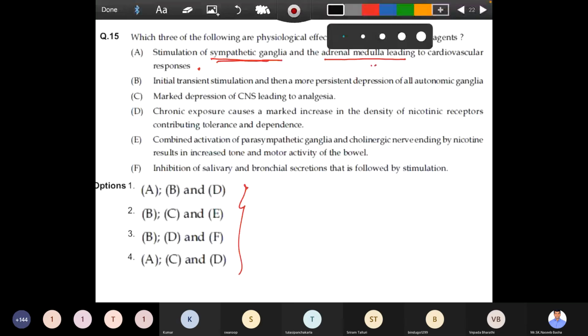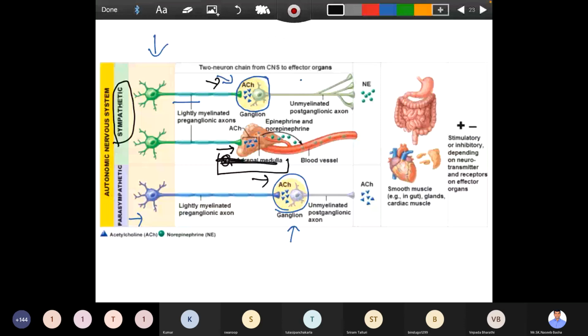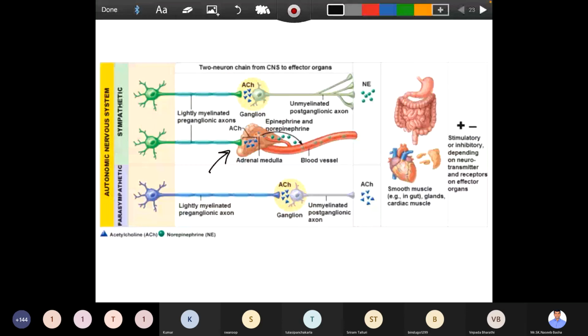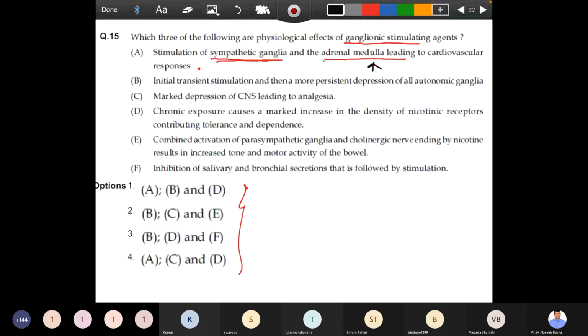Look at this. You don't have a ganglion here. So a ganglionic stimulant cannot act here because you don't see any ganglia. So the moment you see adrenal medulla, this is wrong. Ganglionic stimulants have no effect on the adrenal medulla because there is no ganglion. So option A is wrong. Wherever you see option A, strike the option out. This is logical thinking. You don't need to go through all of them again. If A is wrong, wherever you see it, the option is wrong. They are gone.